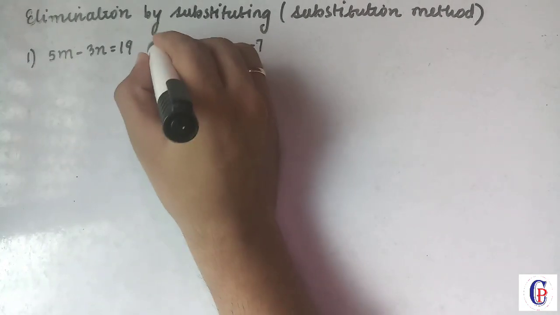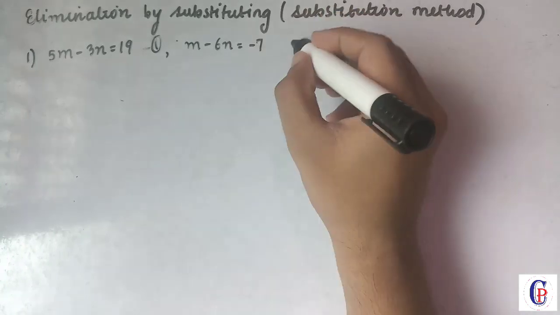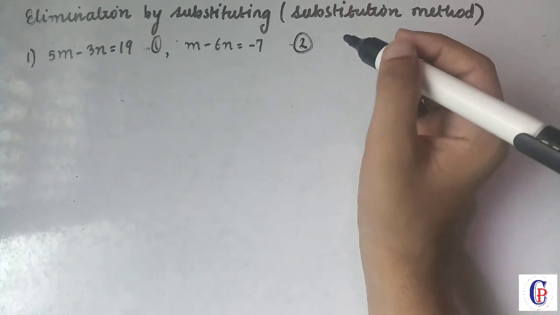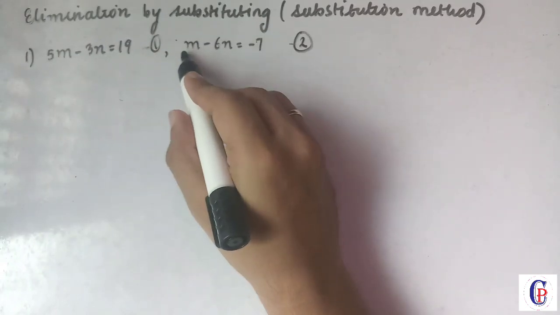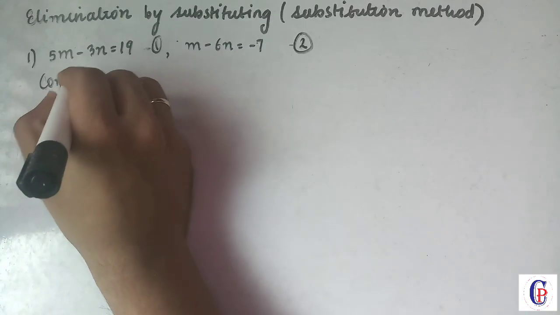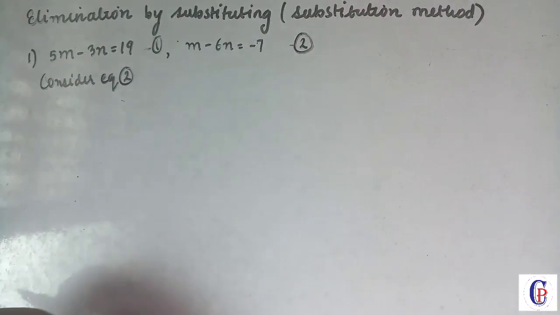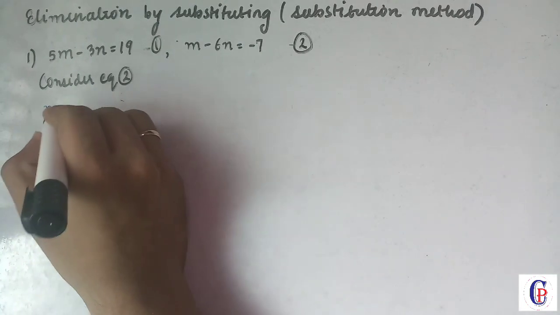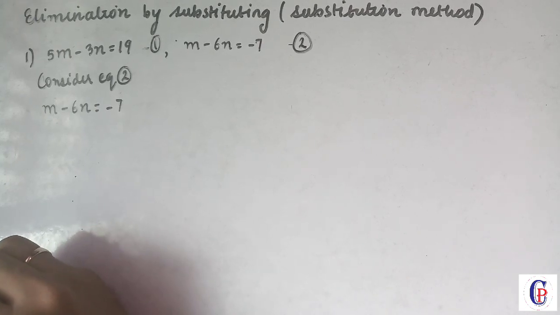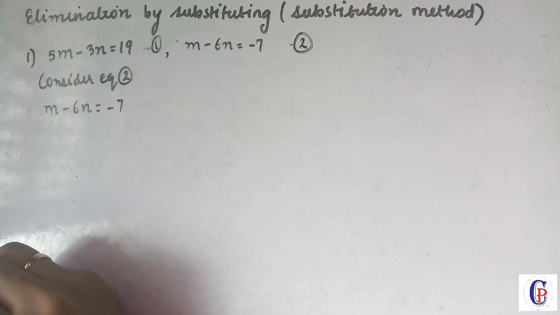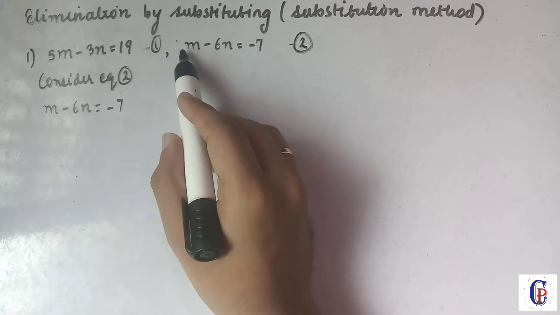So first of all, this will be our first equation. This is our second equation. As we have found that this second equation has coefficient 1, we will write here, consider equation 2, m minus 6n equal to minus 7. Again I am repeating, the first thing, if you want to solve by the substitution method, is to find the equation which has coefficient 1. At least one term should have coefficient 1. So we found here that one term is 1.